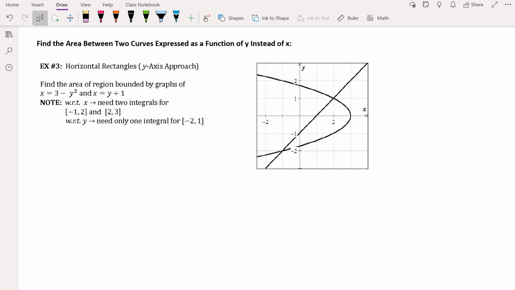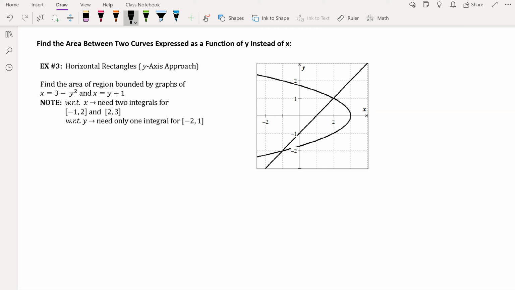Find the area between two curves expressed as a function of y instead of a function of x. All right, so again, I want you to write this problem in your notes. Draw a rough sketch of the graph. Let's read it really quick, and then I'll give you a second to write it all down. All right, example 3, horizontal rectangles or a y-axis approach. These are like different names for what we're about to do.